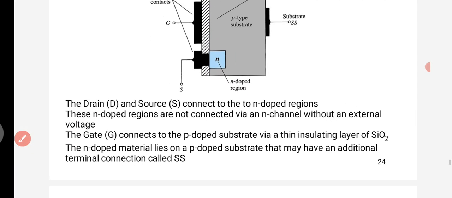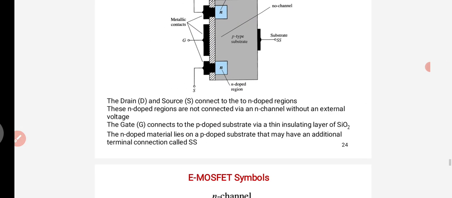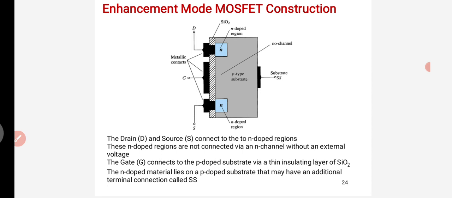So in this enhancement mode of operation, the drain and source are connected to the N-doped regions. These N-doped regions are not connected via an N channel without an external voltage. The gate G connects to the P-doped substrate via a thin insulating layer of SiO2.